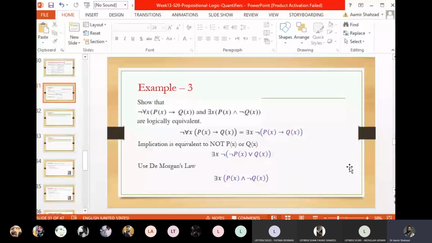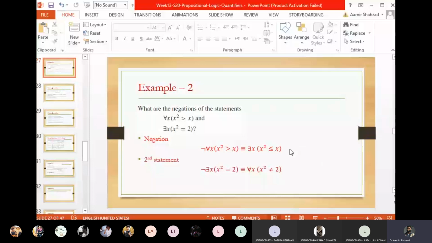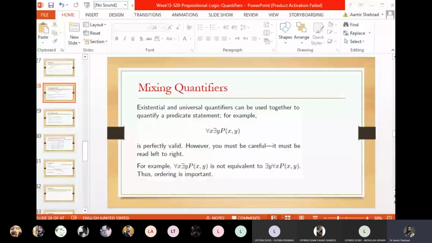So next we have to do mixing quantifiers, when we have more than two quantifiers. So how we deal with those quantifiers, we will do in the next class.